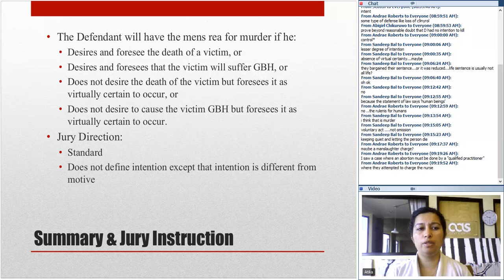Now, if you see here in the top part where it says the defendant will have mens rea for murder if he, all these variations, they are different, okay? Some of them have desire, some of them have foreseeability. One or the other is missing, but something else is added. So make sure you keep in mind all these different variations so you know whether the charge is a murder or not, okay? For example, he desires, but he does not foresee the death of the victim, and his action is not grievous enough that it's reasonably certain that he could foresee the death of the victim, then he's not going to be liable. Okay, just as an example.